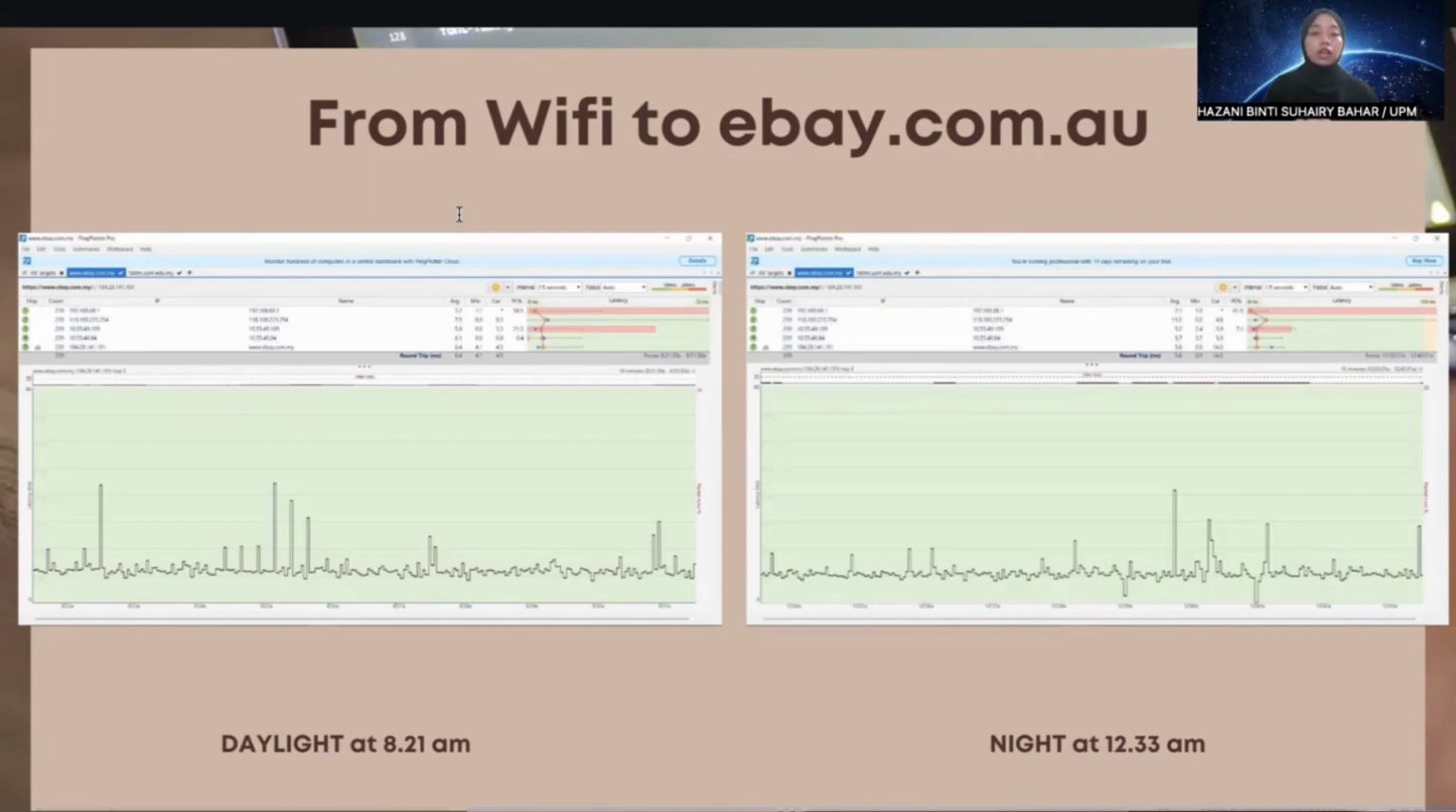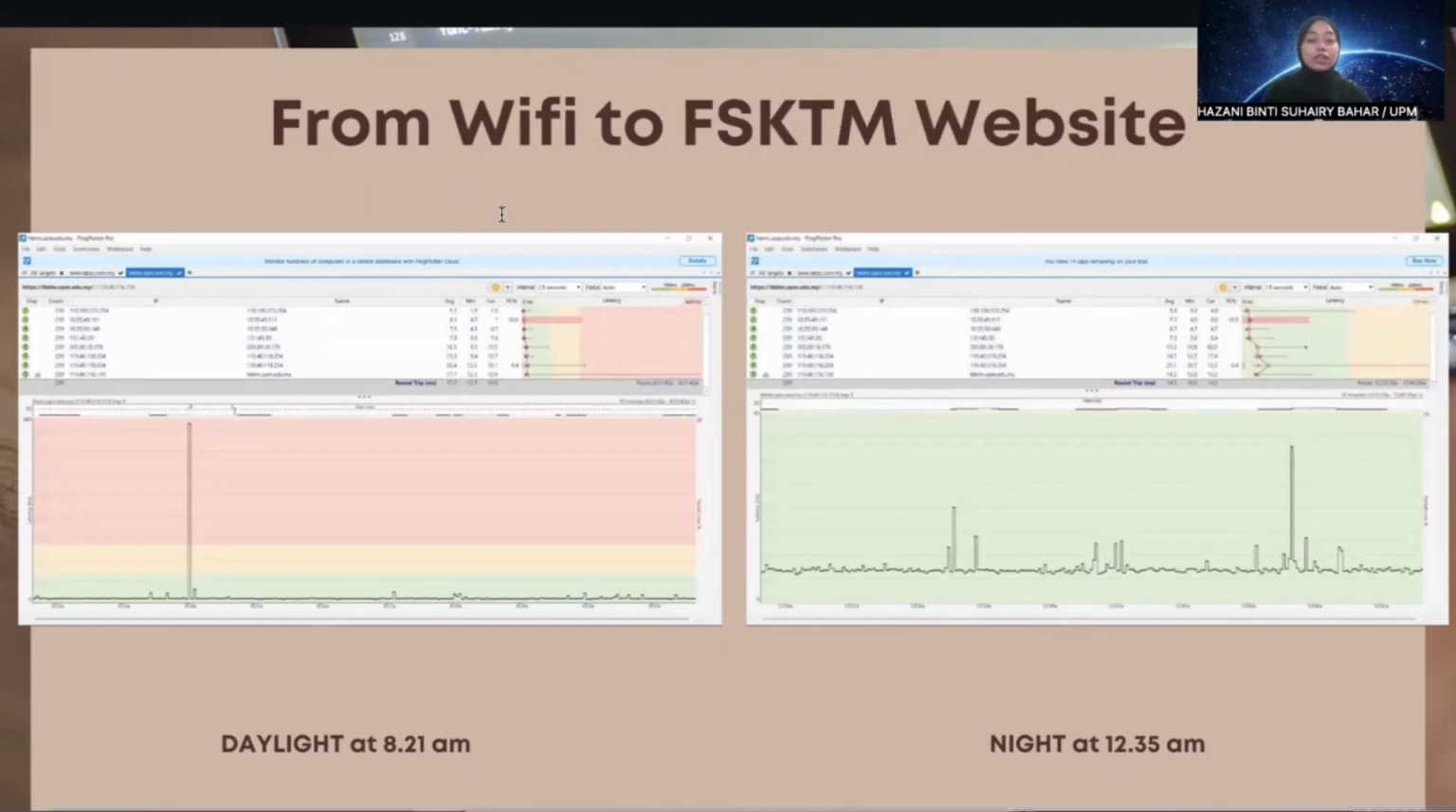Next, I evaluate the connectivity to the local website, which is FSKTM, during the day and night using Wi-Fi. During the day, the results show a stable connection with relatively low latency, as indicated by a mean latency of 5.3 milliseconds, a minimum latency of 1.5 milliseconds, and round-trip latency values ranging from 17.7 to 121 milliseconds, and no packet loss was observed. The network path consisted of 35 steps, highlighting the complexity of the route.